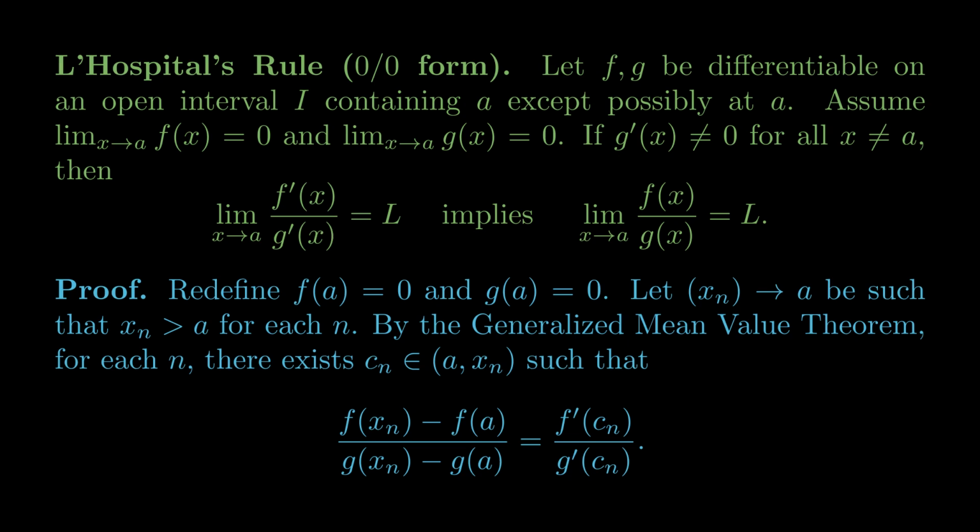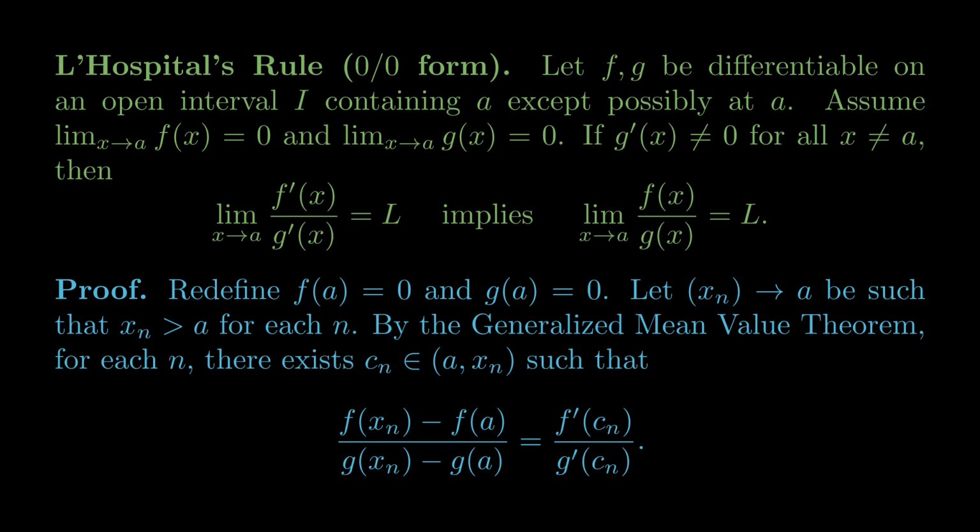And it's legit to write this form, because we know both of those denominators are non-zero. The denominator on the right is non-zero just by the given condition that g prime of x is not equal to 0 for all x not equal to a, and the fact that cn is not equal to a. But the reason that the denominator on the left is non-zero is a little more subtle. That denominator is just going to become g of xn, since we've defined g of a to be 0.